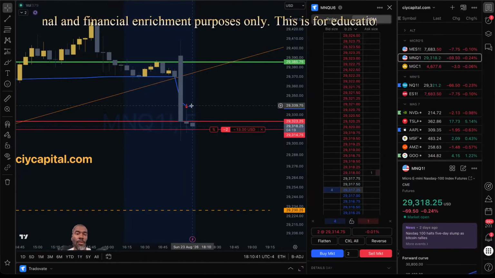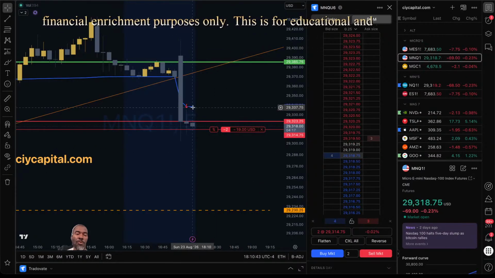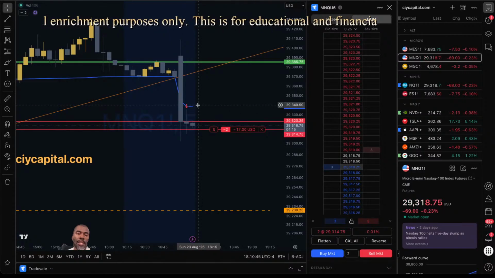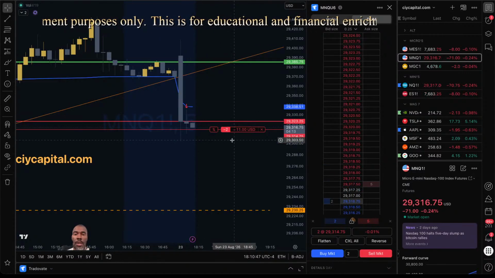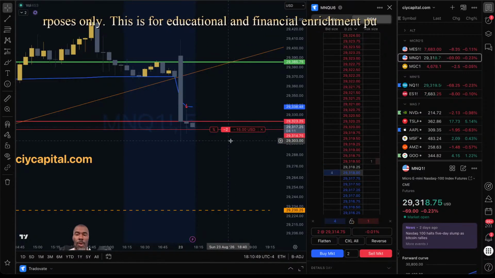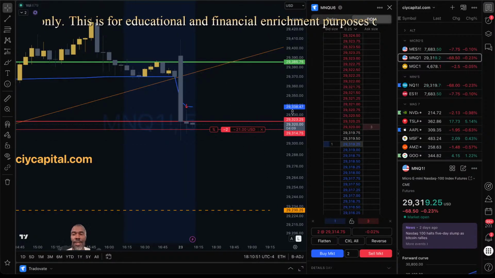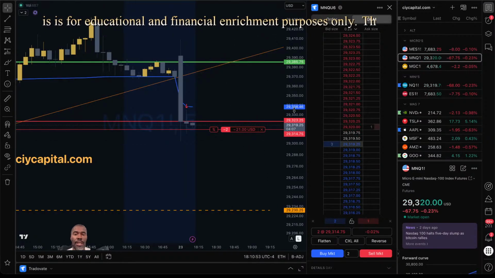And my get out level, I'm waiting to see if it will pass or close above the actual VWAP. The VWAP is currently sitting at 29,338.